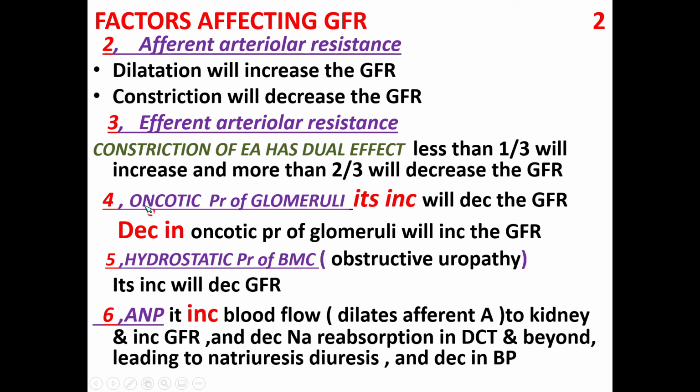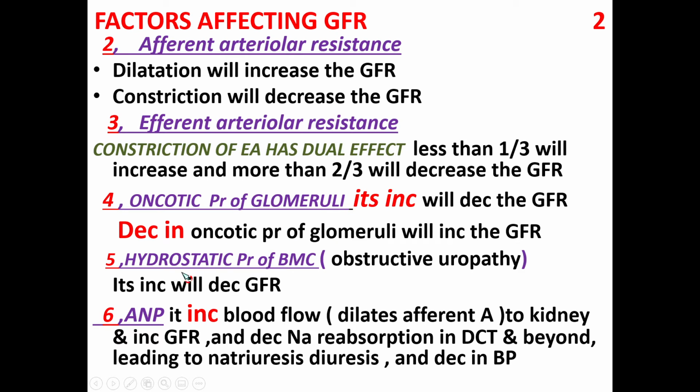Then the oncotic pressure, I have told you earlier, that its increase will decrease the GFR. So you can say the reverse is there. An increase will decrease the GFR, or a decrease in oncotic pressure in the glomeruli will increase the GFR. So this is the opposite one. And oncotic pressure depends upon what? It depends upon your albumin, the quantity of the albumin. If the albumin is more, it will decrease the GFR.